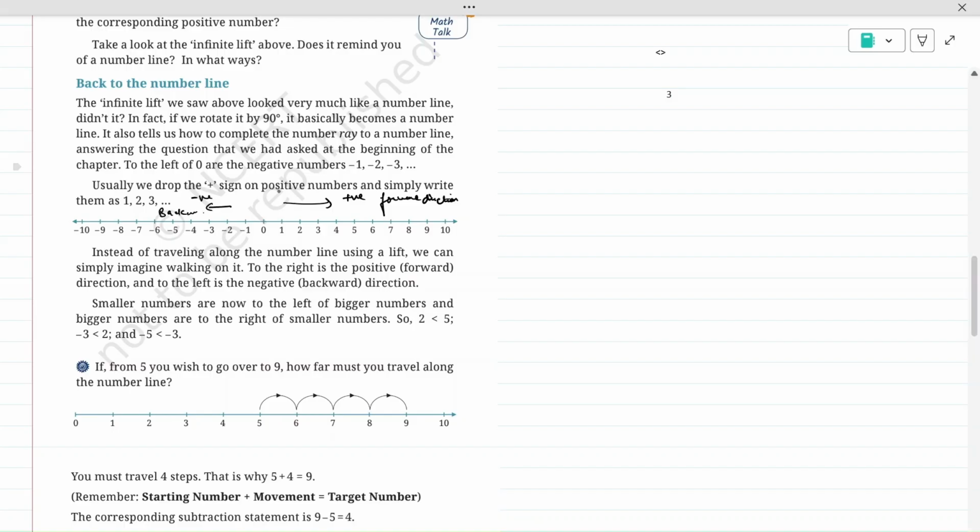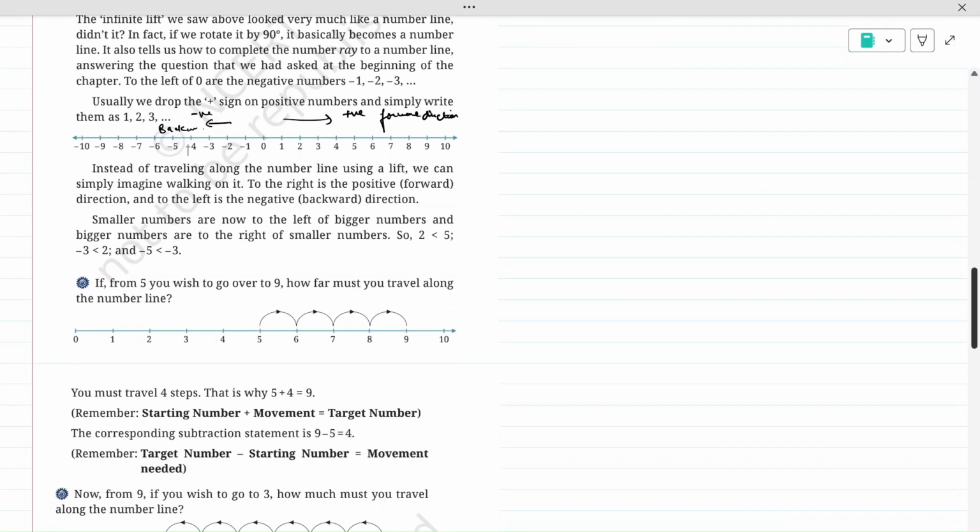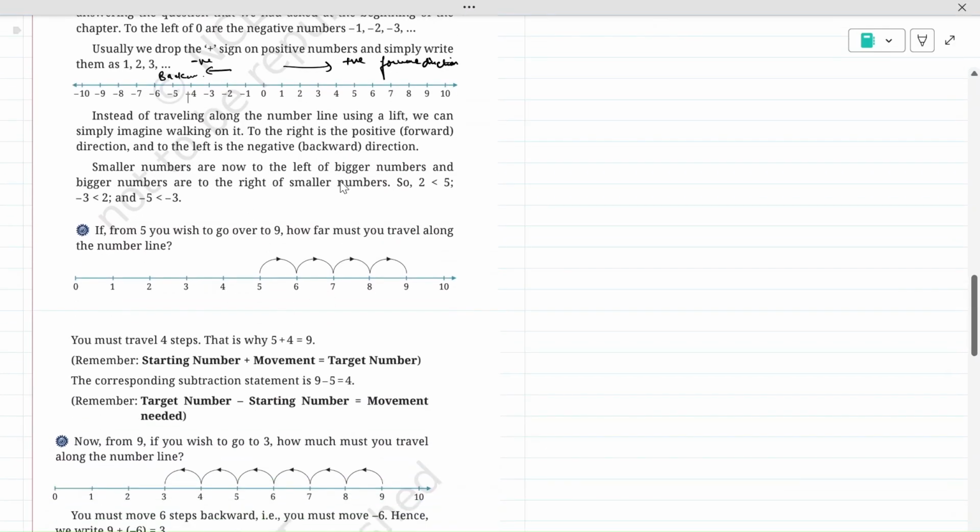Okay, so now we have a few questions on the basis of this. Here, smaller numbers are now to the left of the bigger number. This also we know, that if we move along the number line in the right direction, the number which is more toward the right will always be bigger than the number at the left. Okay, so 5 is greater than 2. We know 5 is here and 2 is here.